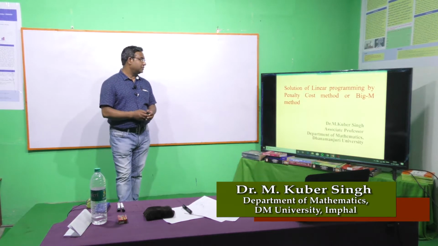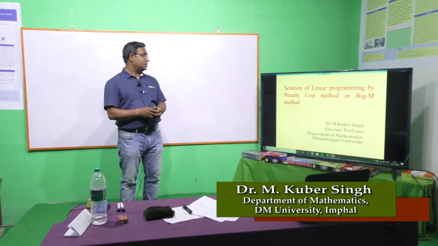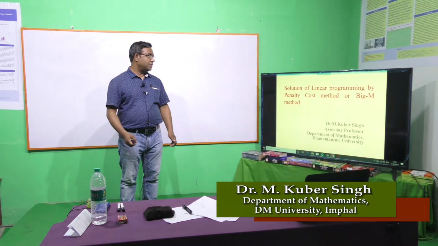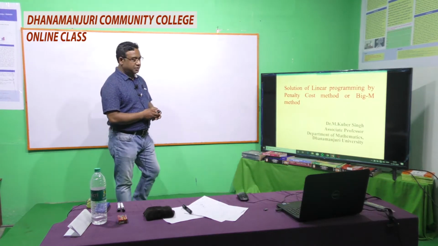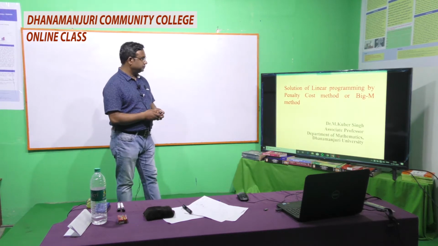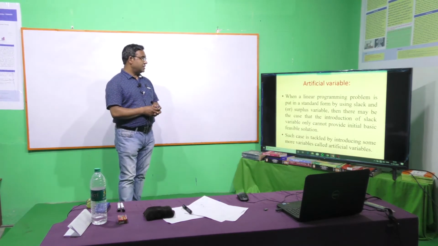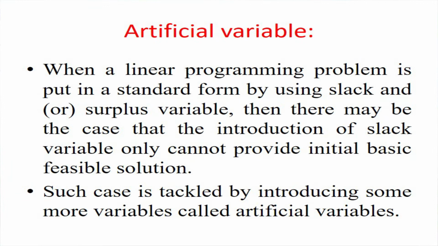So today, let us discuss the solution of linear programming by the penalty cost method or Big M method. There is a new term, artificial variable. So we will try to understand what is the use of this artificial variable.